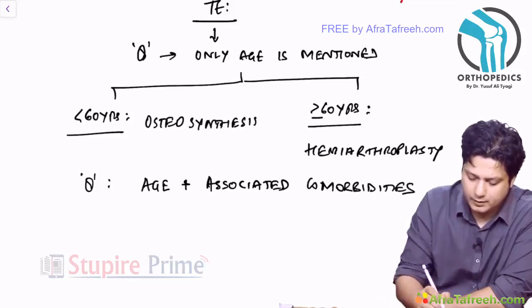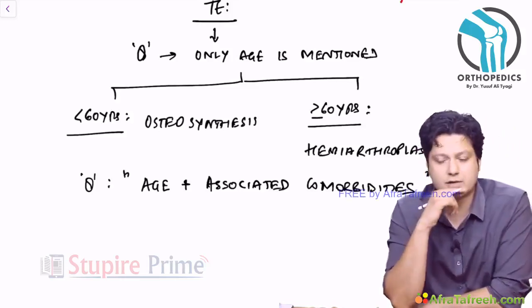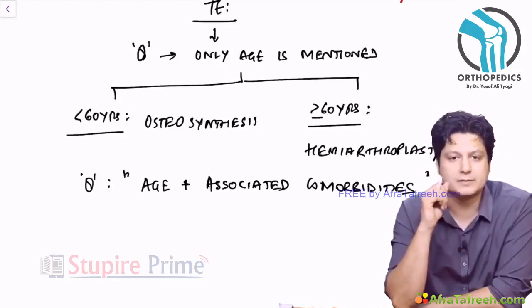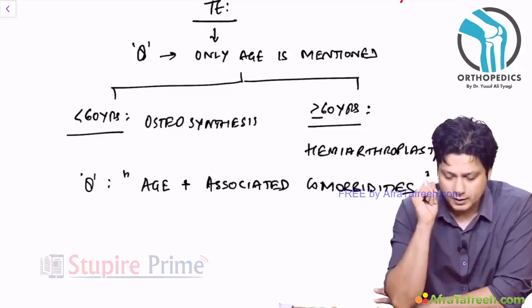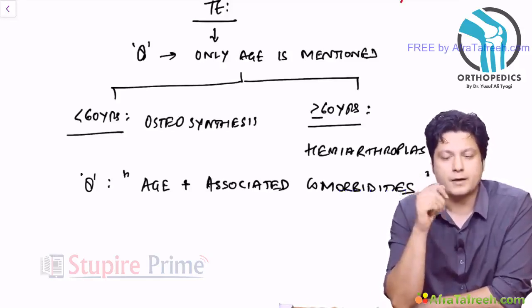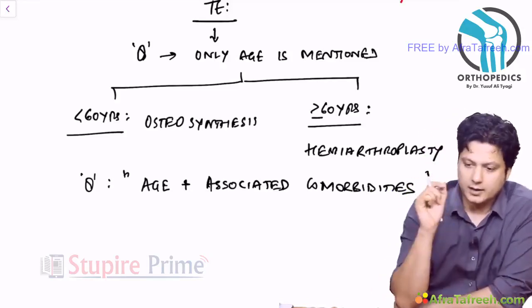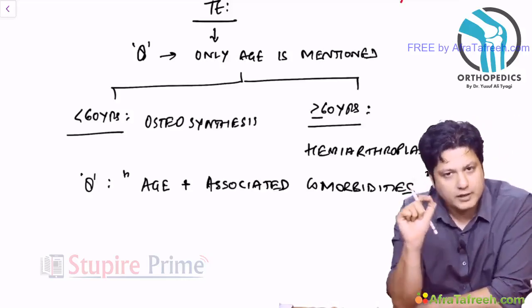For example, the patient is also suffering from diabetes mellitus, recurrent chest infection, the patient is having subdecubitus ulcers, the patient is suffering from superficial or deep venous thrombosis. Now in all these conditions, what will happen? The ambulation is required, and you have to make the patient walk immediately after the surgery.